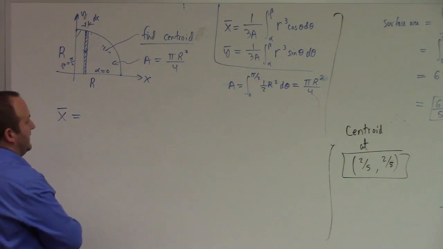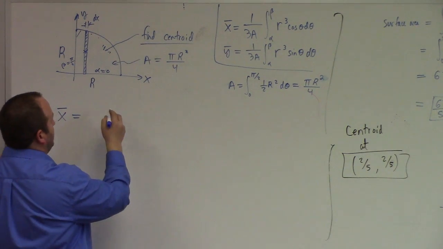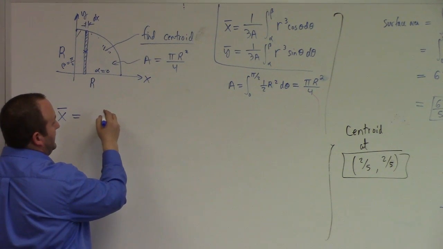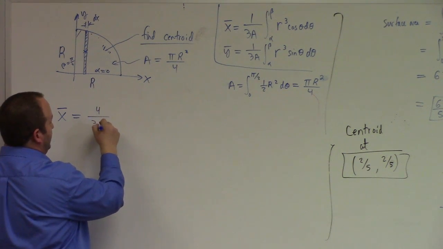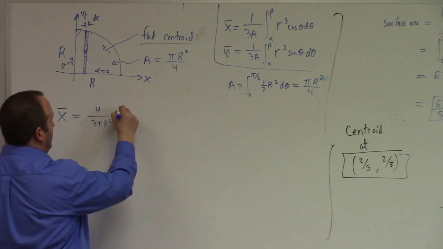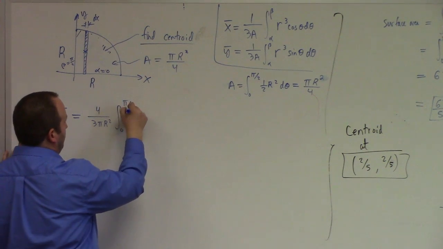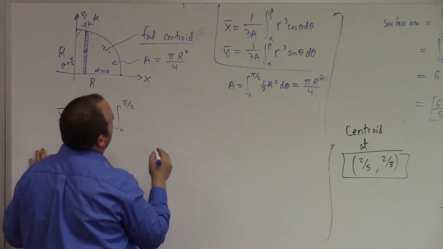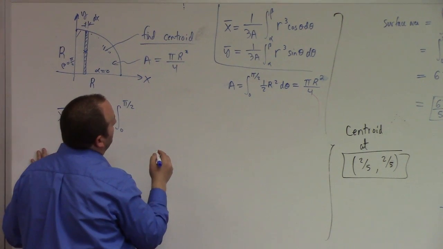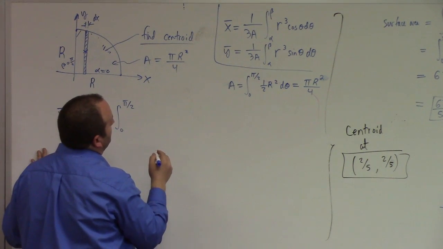And so if I flip that over, what do I get? 4 divided by 3 pi r squared, right? Integral from 0 to pi over 2. And then, let's see here, what is r equal to? r is equal to R, right?